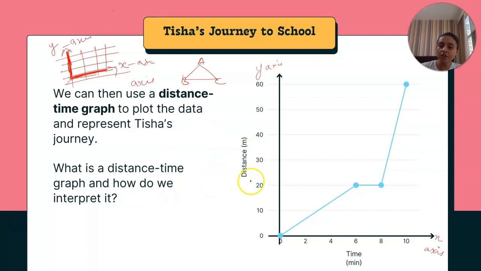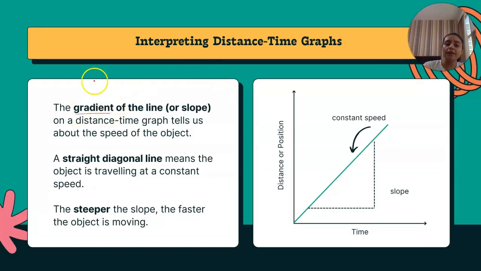So here we will mention the distance and here is the time. The measurement given is 60 meters. It was the maximum distance traveled by Tisha, and this is the time. This is the 10 minutes which have been mentioned. The gradient of the line, meaning the slope on a distance time graph, tells us about the speed of an object. A straight diagonal line means the object is traveling at a constant speed, meaning uniform motion.